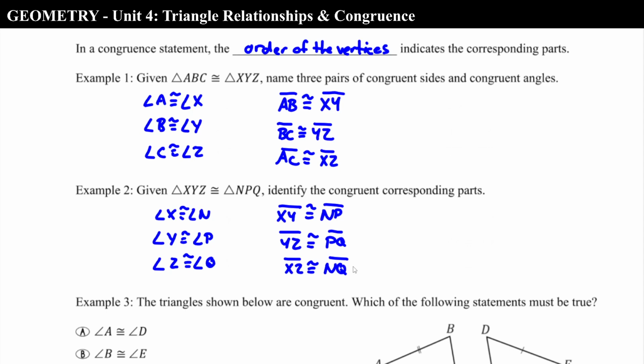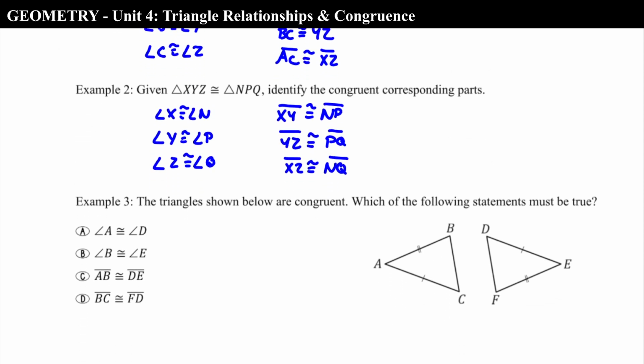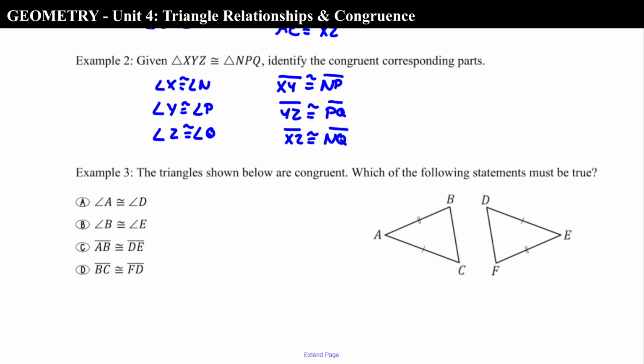In example 3, we have two triangles shown, and we're told that they are congruent. Which of the following statements must be true? Angle A is congruent to angle D. Well, let's see. We have angle A here, which is between tick marks 1 and 2. Angle D is between tick marks 1 and, well, we're assuming 3 here. Let's go ahead and mark this as 3. So these are obviously different angles.